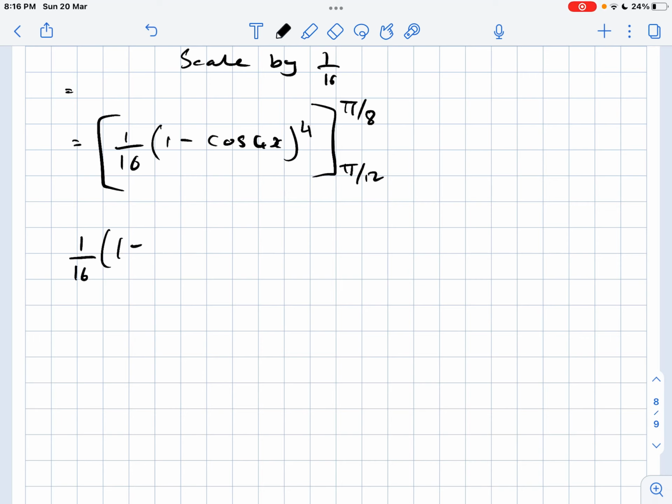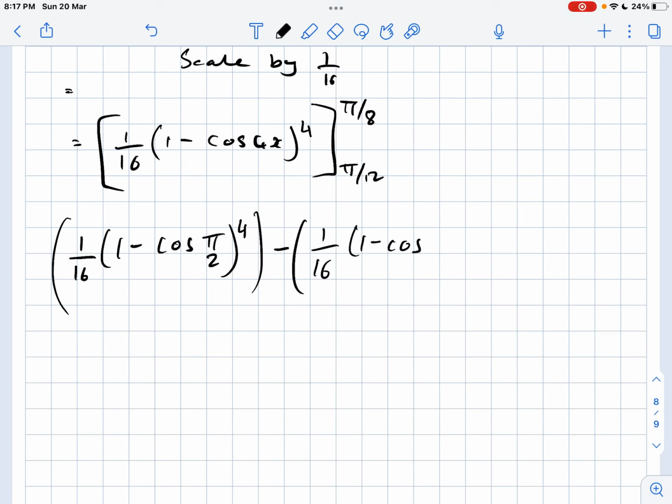So we've got 1/16 of (1 minus cos of 4 pi over 8). So 4 pi over 8 is pi over 2, raised to the power of 4. And all of that, we need to take away 1/16 of (1 minus cos 4 pi over 12). And 4 pi over 12 is pi over 3. Raise that to the power of 4. Close your bracket. We can go ahead and simplify this a little bit more.